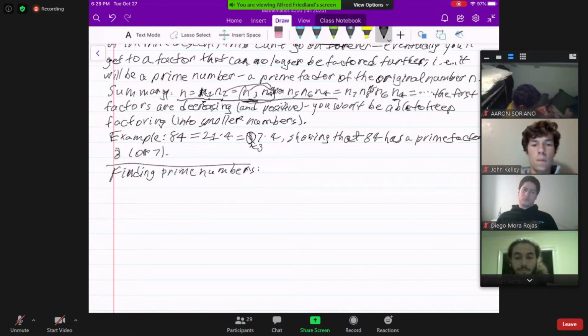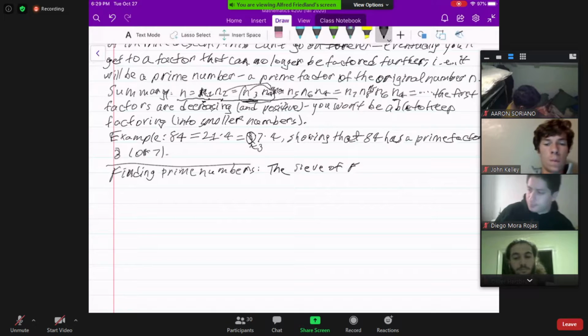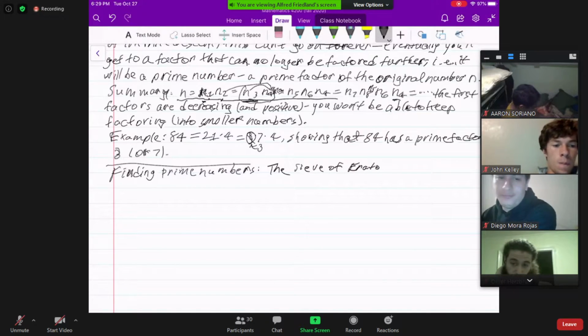Of course, you've already gotten rid of 14 because it was even, and we've gotten rid of 21 because it has a factor of 3. 28 is out. 35 is out, but any other multiples of 7. So the question is, how far do you have to go to not have to go any further? And the answer is given by the sieve of Eratosthenes.